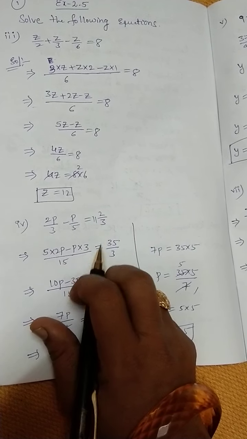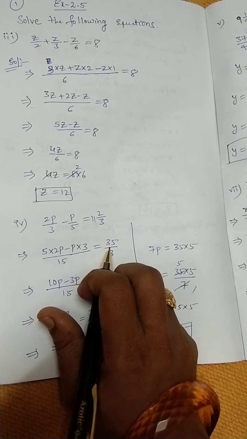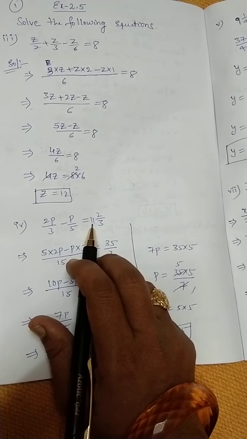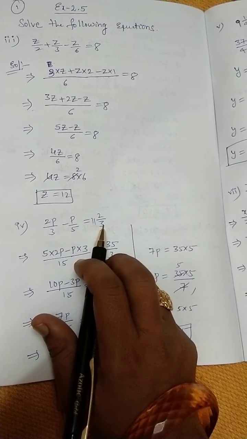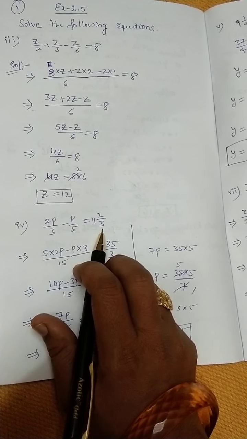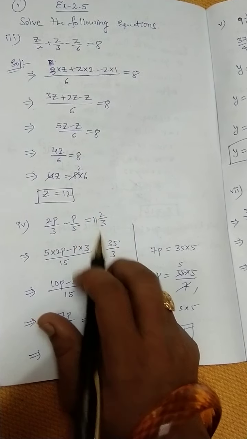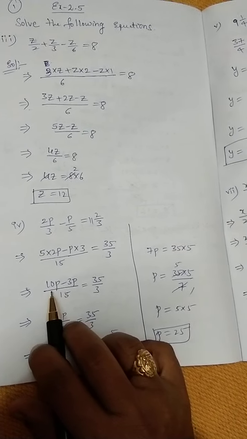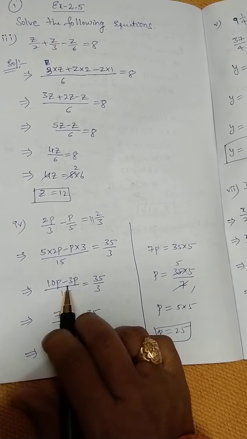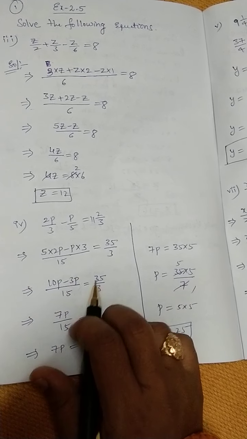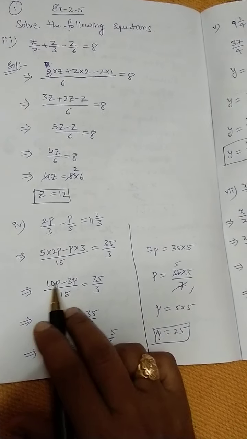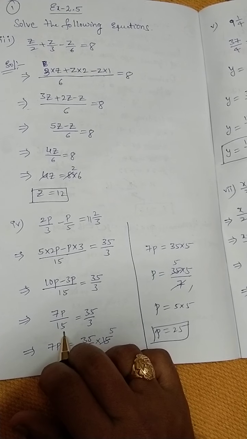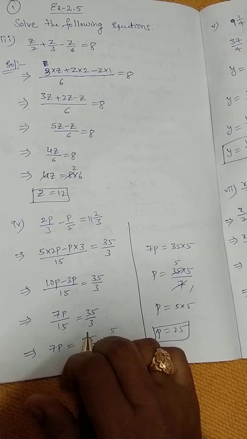Is equal to, now you should convert into an improper fraction. How can we convert? 3 elevens are 33, 33 plus 2 is 35, 35 by the denominator 3, like that only we should write. Now 5 twos are 10p minus 3p by 15 is equal to 35 by 3. Now 10 minus 3 is 7. 7p by 15 is equal to 35 by 3.